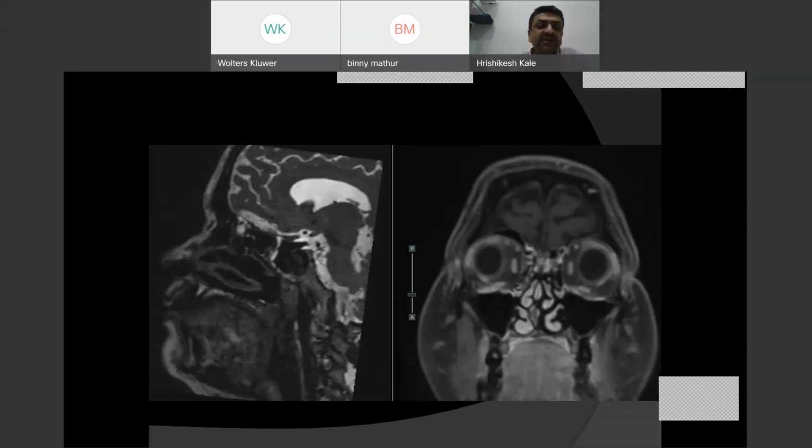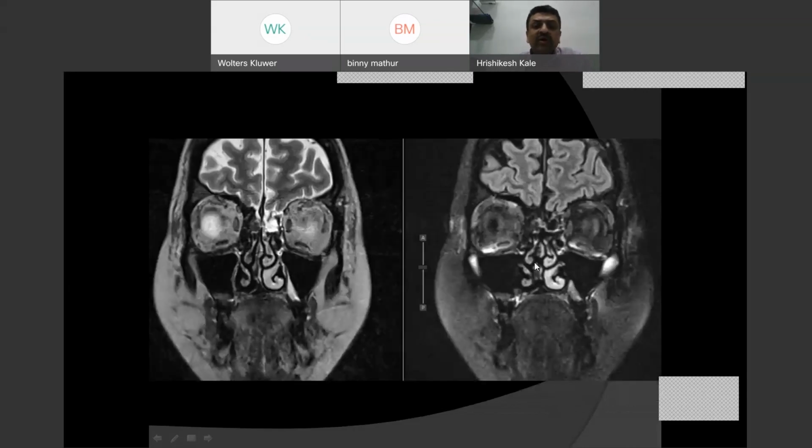This is a sagittal T2 weighted sequence, which again demonstrates the same thing. You can see this hyperintense signal here is CSF, and then there is leakage of this CSF through the defect. Again, the same thing demonstrated on the right side.